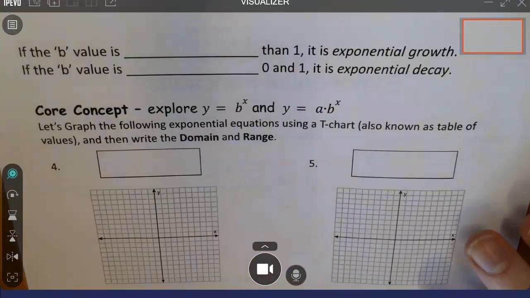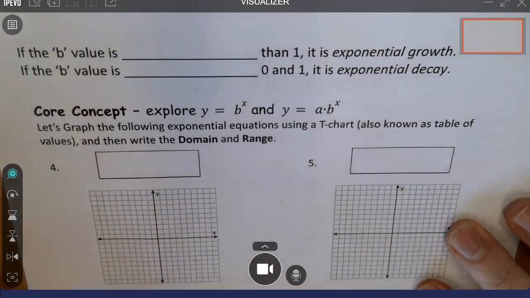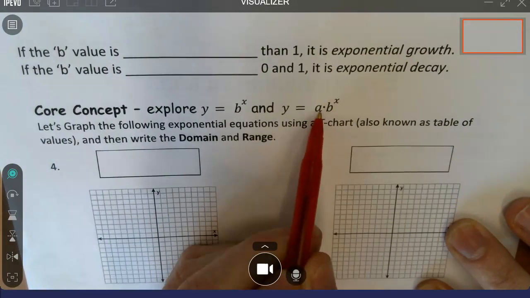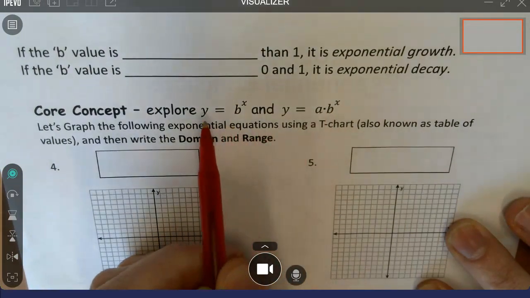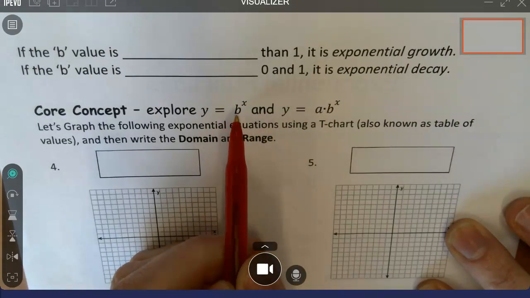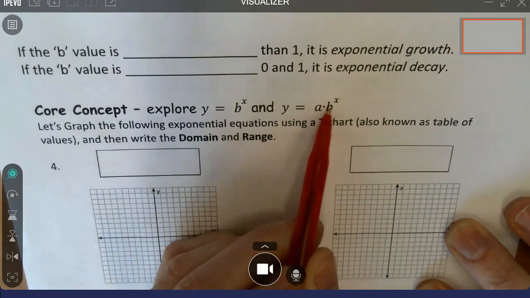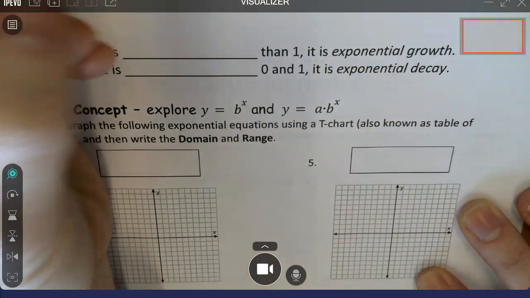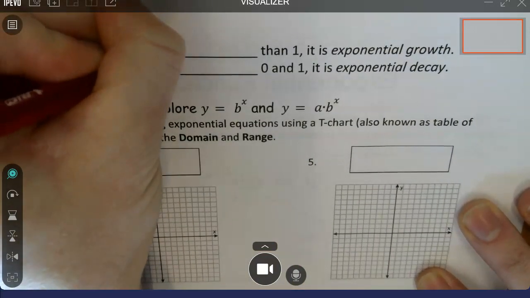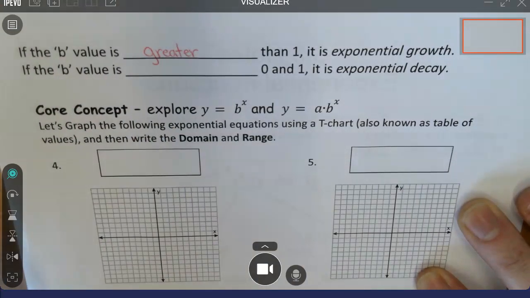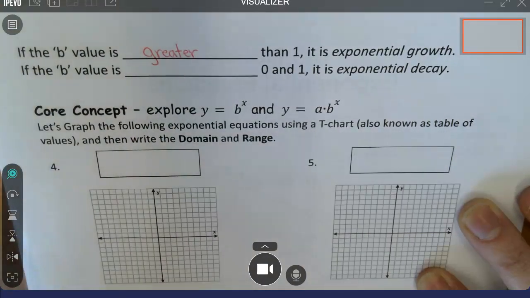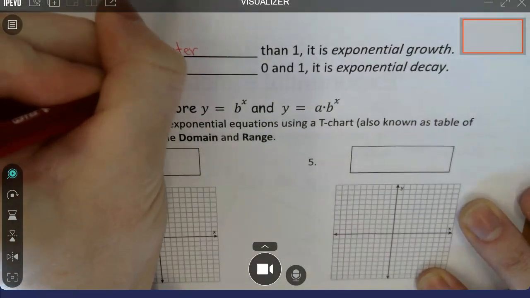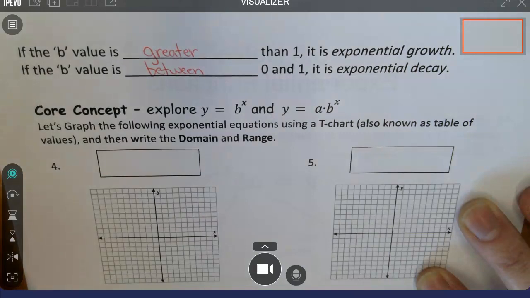All right, so at the top of the next page now, we're going to learn how we know if it's exponential growth or exponential decay. Here we have our exponential function, a times b to the x. Sometimes you'll see it as y equals b to the x, and that just means that the a value is 1. But the b value is what determines growth versus decay. So if the b value, the base number, is greater than 1, it's going to be exponential growth, meaning that it's going to go up and to the right. But if that b value is between 0 and 1, it's going to be exponential decay.